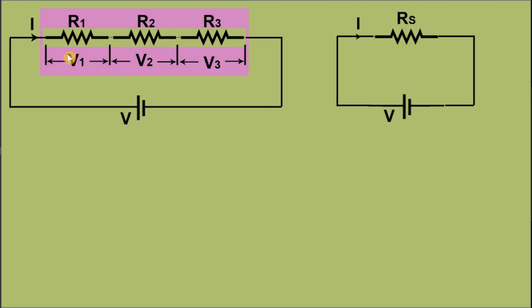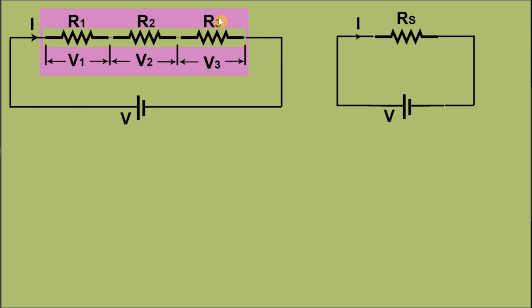See, in this figure, three resistances R1, R2 and R3 are connected one after the other. This is called a series combination of resistance. This resistance is connected across a voltage source V.